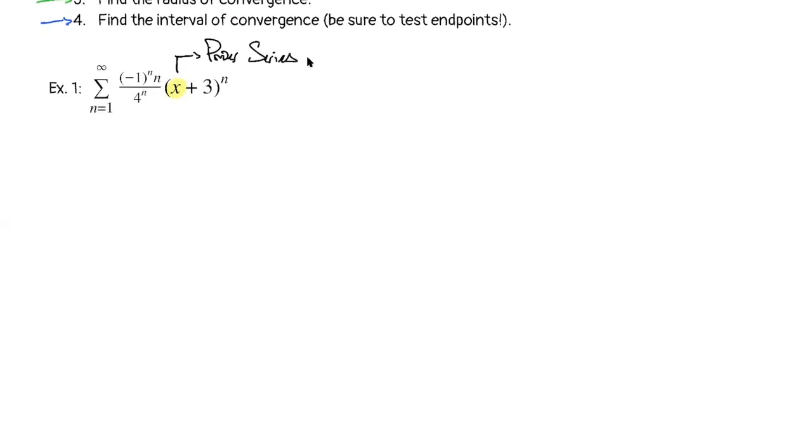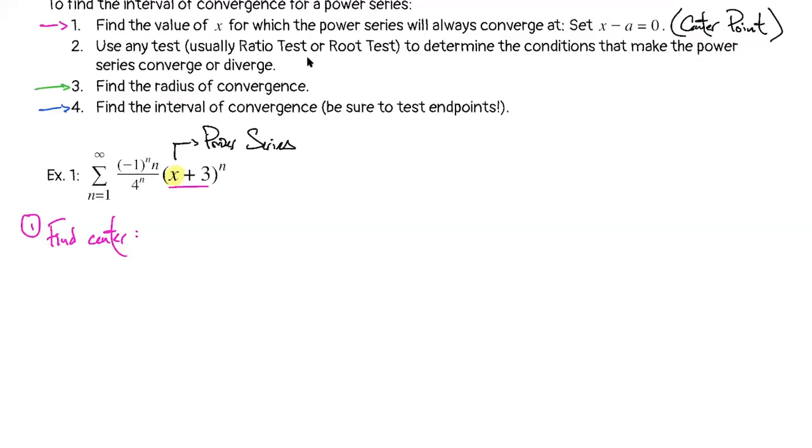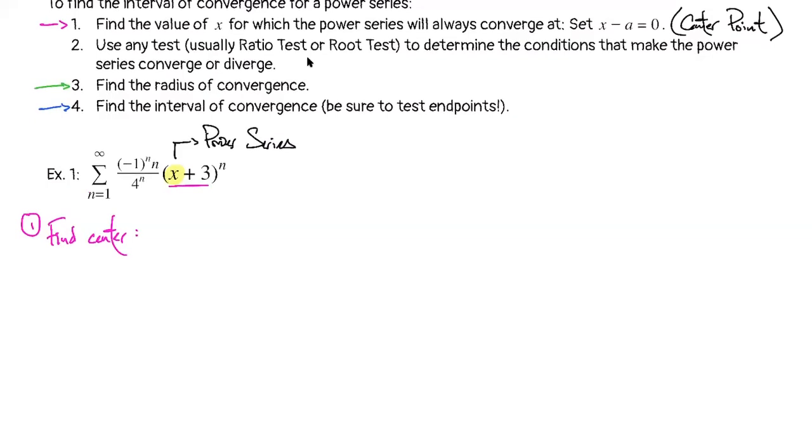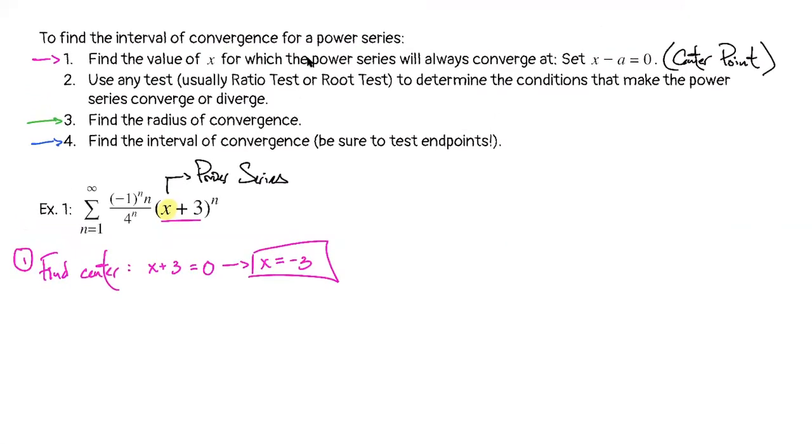So what I like to do first, like I said, is find the center. So we're going to go back to the steps and find the center. When we do that, we're going to take our x minus a and set it equal to 0. In this case, that's x plus 3, and we're going to set that equal to 0. When we set that equal to 0, we have a pretty straightforward equation, and we can say that x is equal to -3. And that is our quote-unquote center point, okay? But what that means is that if x equals -3, this power series will converge.